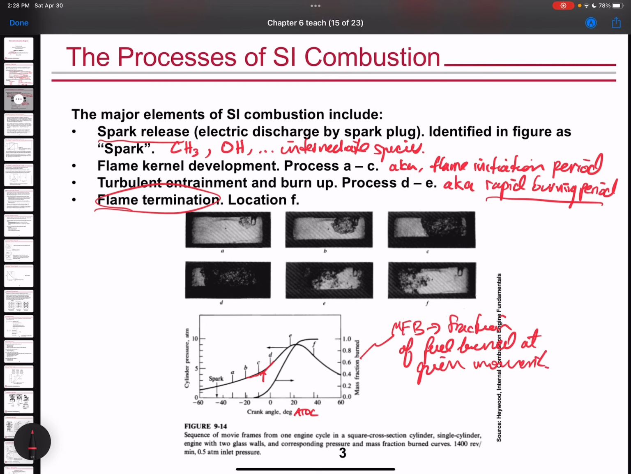Okay, and so for example, at this point here, the mass fraction burned is 0.4, right? So that basically means that 40% of the fuel has burned at a crank angle of about, say, 5 degrees after top dead center, ATDC, okay? So that's what the mass fraction burn curve is telling you. And we're going to talk a lot about the mass fraction burn curve through the rest of today's lecture and into the next two lectures, okay?